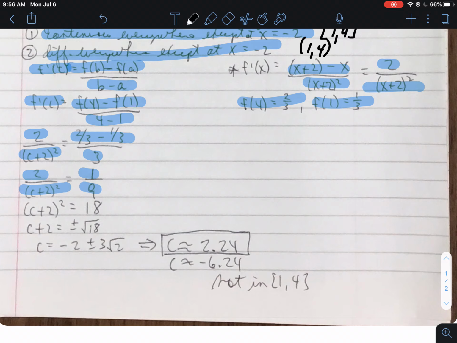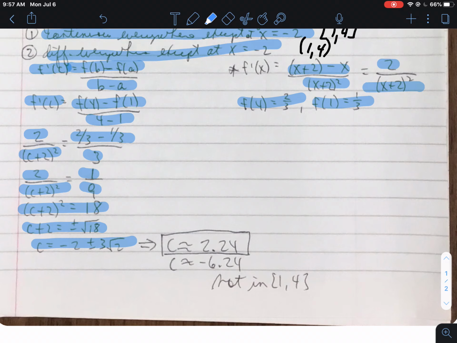So I've got 2 times 9, or 18. I've got 1 times c plus 2 squared, which is c plus 2 squared. So there's our equation. And then again, I'm going to use square root property because I do have c plus 2 squared. So I'm going to do the square root of both sides. So c plus 2 is plus or minus square root of 18. Solve that for c, and I've got c equals negative 2, I'm going to have to subtract 2, plus or minus the square root of 18, which would be 3 square roots of 2. And again, I don't care about simplifying the radical per se, because we're going to approximate those values anyway to make sure that they're actually in the interval.